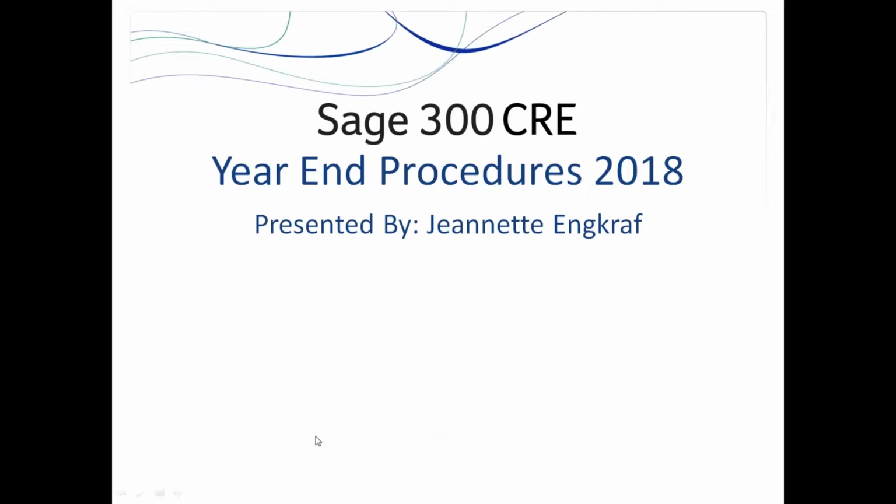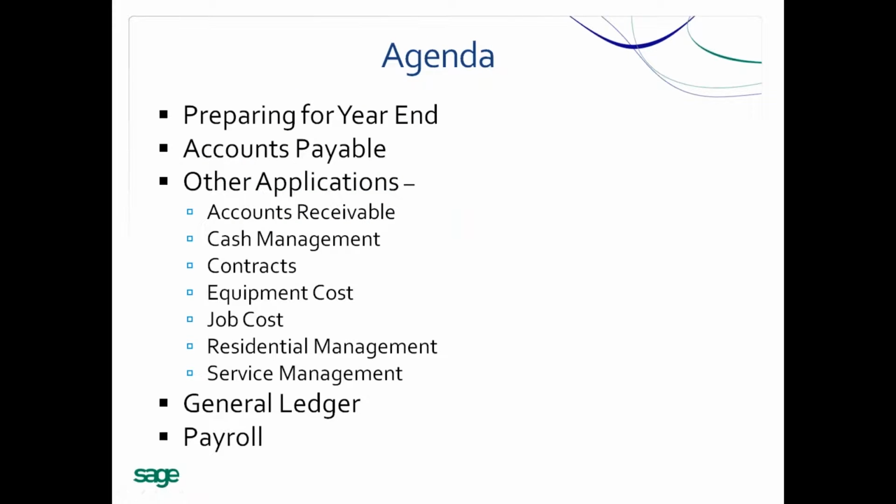All right, so let's get started talking about year-end 2018. We're going to talk a little bit about how to get ready for year-end, and then we're going to go through the modules, the applications. We're going to start with accounts payable. I've moved payroll to the end, so that if any of you do not have the payroll module, you're welcome to leave the meeting after general ledger. Otherwise, everybody who does have payroll will be covering that application at the end.